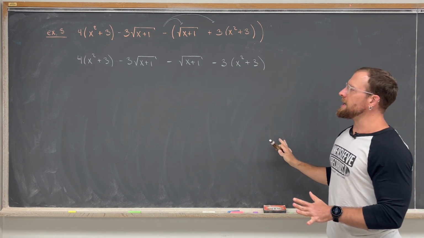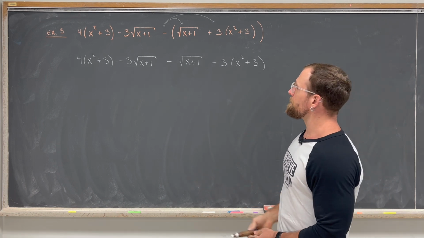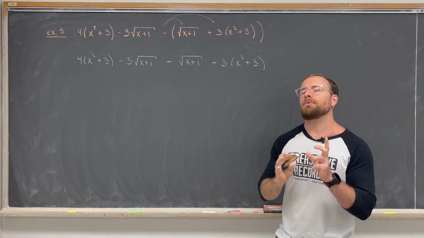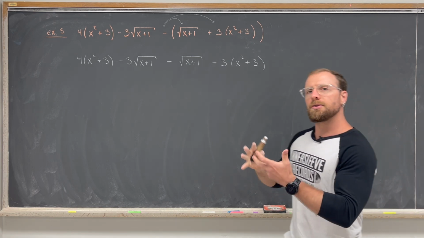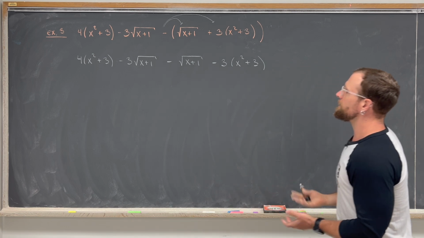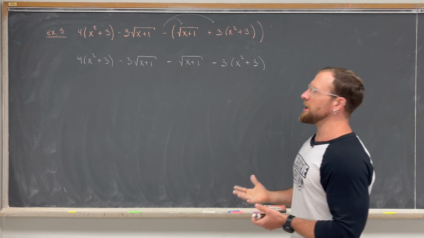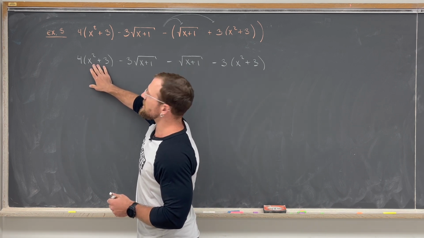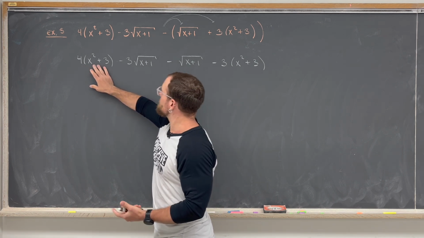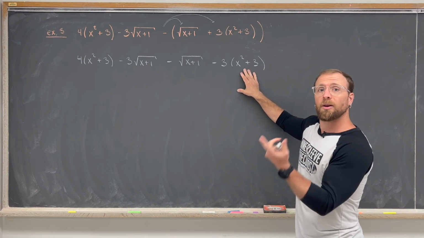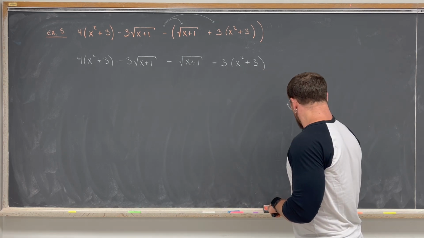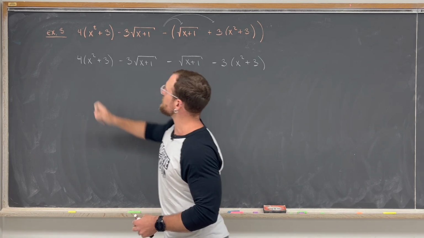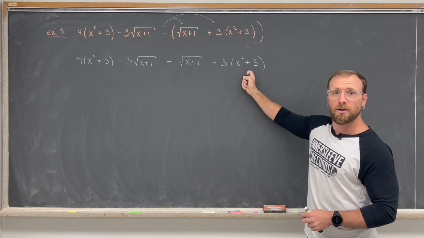Now that we've distributed that negative sign, this is what we're looking at. And again, I'm looking for similar terms. Okay? I'm going to bend that definition of what I said similar terms were to encompass a little bit, be a little more general. So I've got 4 times x squared plus 3 over here, and I've got minus 3 times x squared plus 3 over there. Now, without knowing what x is, I don't know what this number is, but this number here, x squared plus 3, is the same as this number here, x squared plus 3.